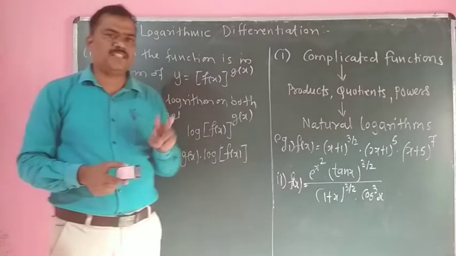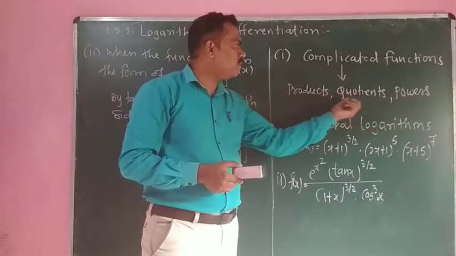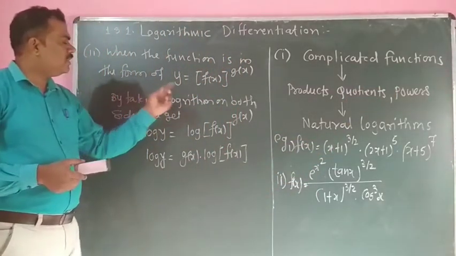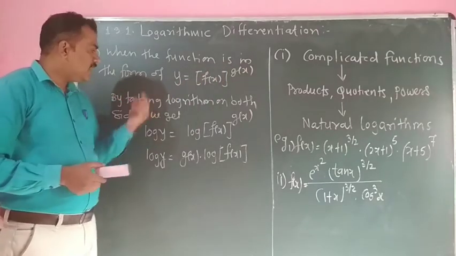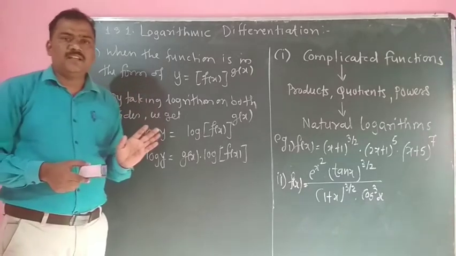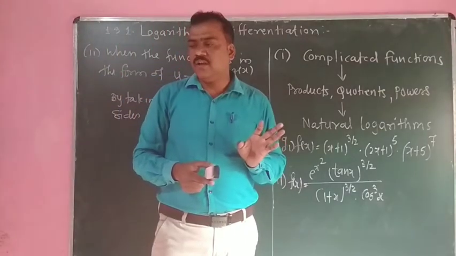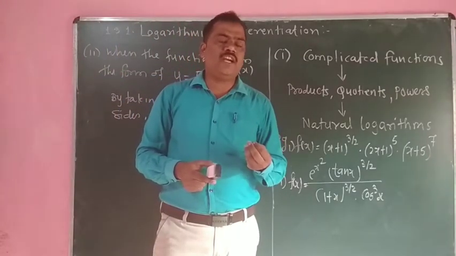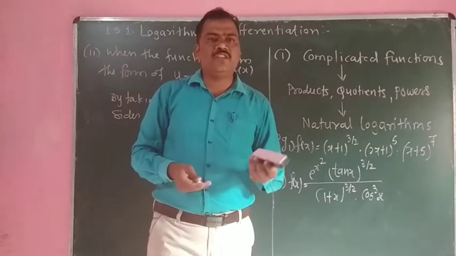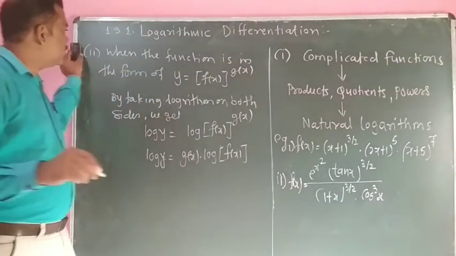In logarithmic differentiation, when we are given complicated functions which involve products, quotients and powers. Here we have two examples. The second one is when we are given a function of the form function raised to function; that time we take the logarithm of both sides and differentiate. This is called logarithmic differentiation. And when we use logarithmic differentiation, we use the rules or properties of the logarithm, so first we discuss the properties of the logarithms.